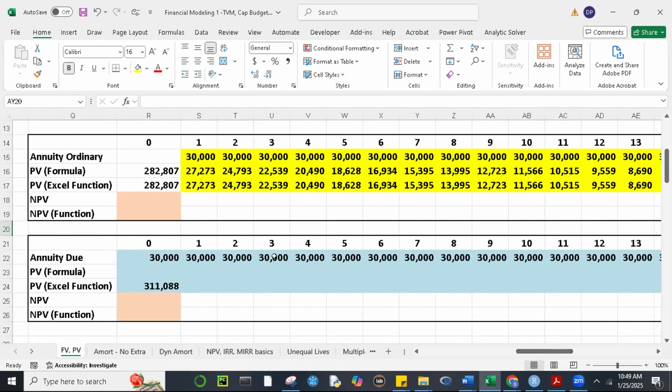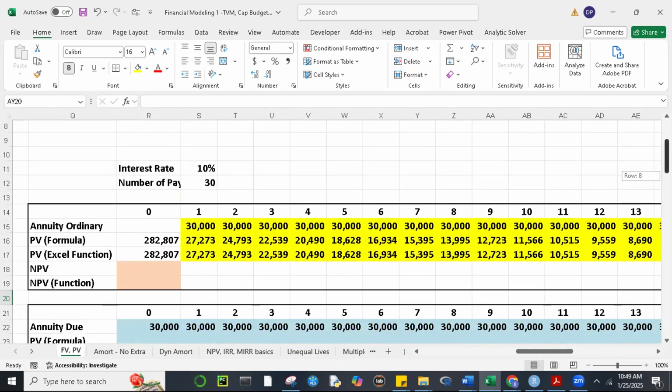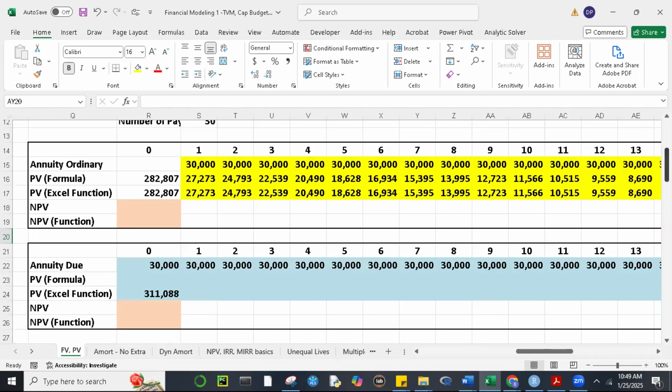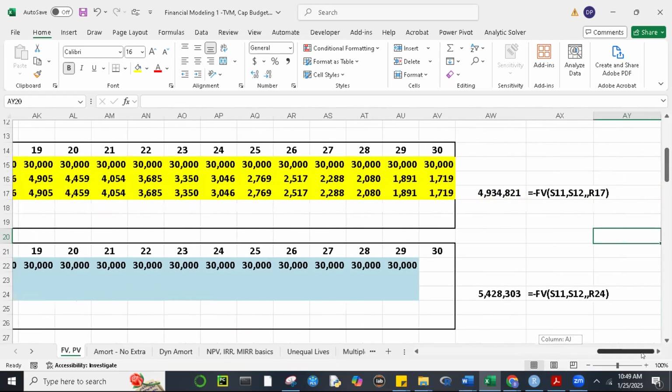In Excel, you can spell out the cash flow and make use of the individual present values of the cash flow. But as we notice, it's quite unwieldy, it's cumbersome, it's longer to compute than just using either the PV or FV function using the PMT, which is the annuity. And you can define whether that annuity is annuity ordinary or annuity due.